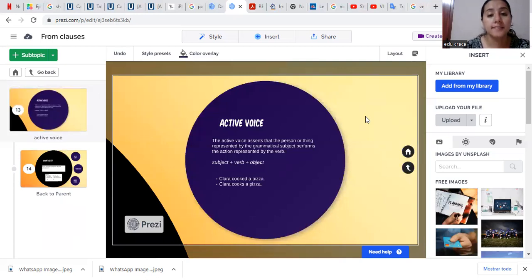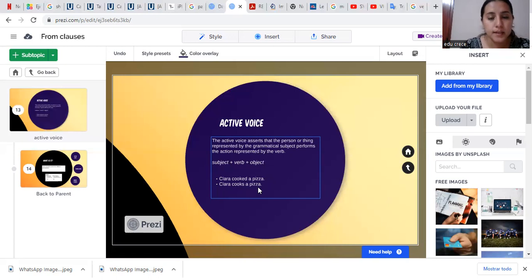In active voice, the active voice asserts that the person or thing represented by the grammatical subject performs the action represented by the verb. The structure is subject, verb, and object, okay? For example, in the present, Clara cooks a pizza. In the past, Clara cooked a pizza.